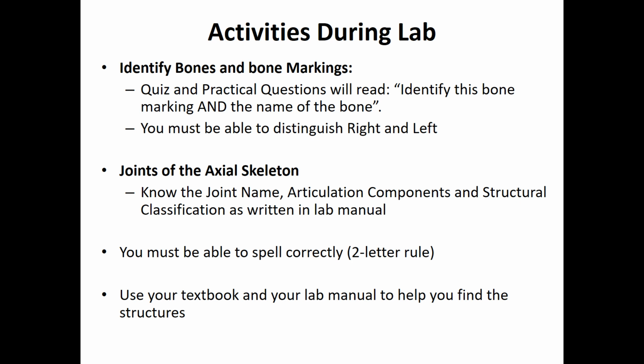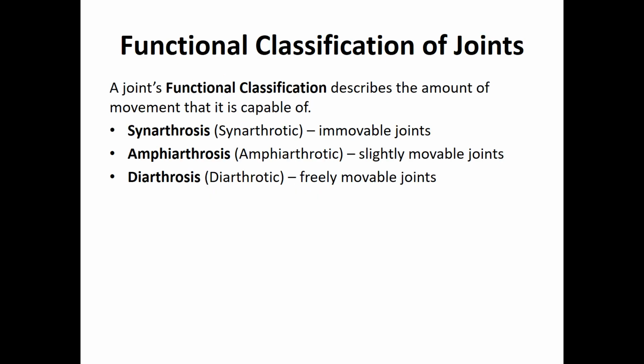You'll also be classifying the joints of the axial skeleton. For each joint listed in the lab manual, you should know the joint name, the articulation components, and the structural classification as written. Keep in mind you must be able to spell correctly using the 2-letter rule, and that you should use your textbook and your lab manual to help you find the structures that you are responsible for.